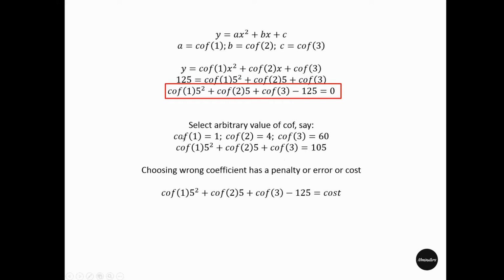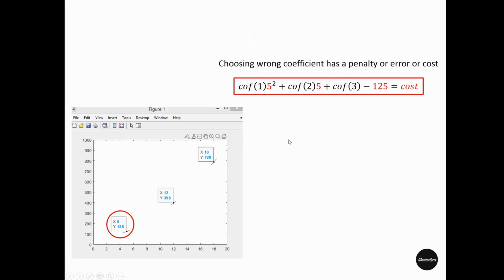For example, we could have probably chosen coefficient 1 to be 2, coefficient 2 to be 9, coefficient 3 to be 20 or something. Then this cost would be different, because choosing these values, the cost was 20, because instead of 125 we got 105, or maybe minus 20 is the cost. So there is a cost for putting in the wrong guess. So let's say that this cost is for this point.